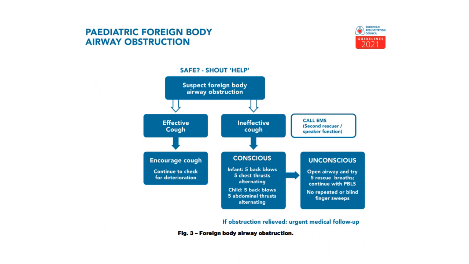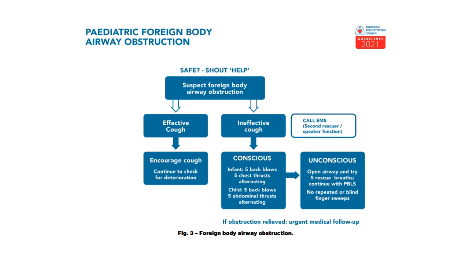Then there are other algorithms that the EPALS course teaches, and one of them is the foreign body airway obstruction. So if you have a suspected foreign body airway obstruction, which is usually a small child who suddenly becomes dyspneic, maybe with stridor, and they're coughing. If they have an effective cough, then you just encourage them: come on, you can cough that up. Don't touch them, because there's a risk of the object going further into their airway if you touch them.